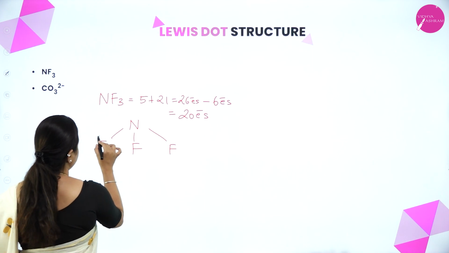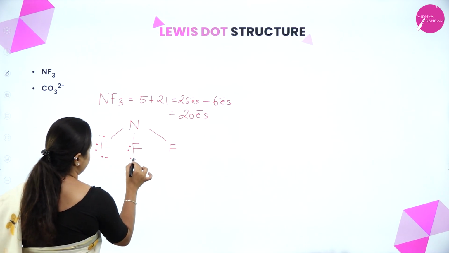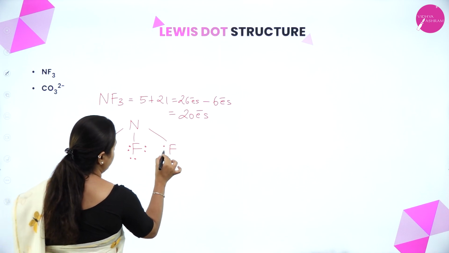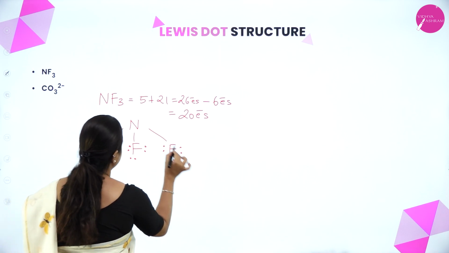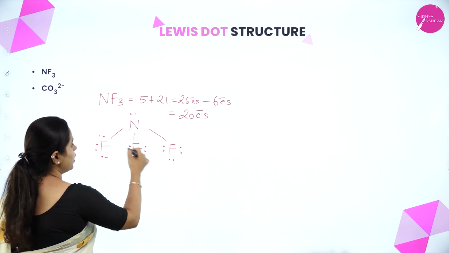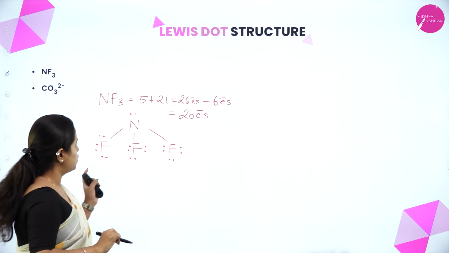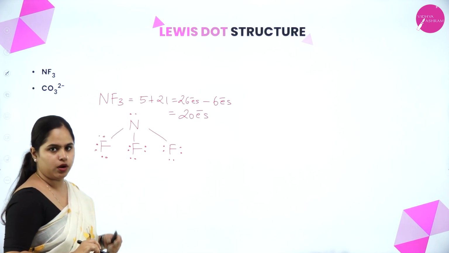So 1, 2, 3, 4, 5, 6, 7, 8, 9, 10, 11, 12, 13, 14, 15, 16, 17, 18 and 19, 20. We know that for nitrogen the number of valence electrons is 5. So a total of 20 electrons are now represented here.